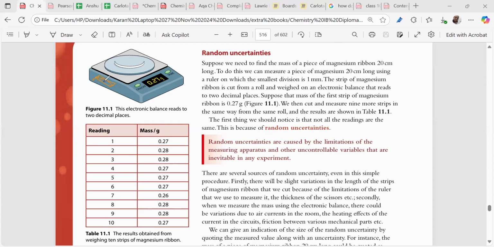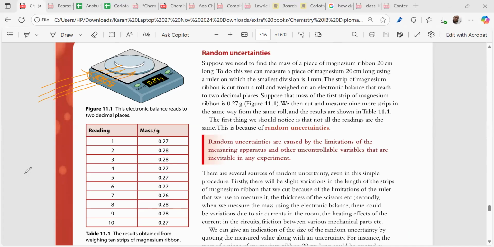Which can get heated up, and there's a fan which cools it down. Suppose you're seeing that an air gust can come, or somebody is opening the door and entering. Are these in our control? Please tell me. They're not in our control, right? So this is called a random uncertainty.